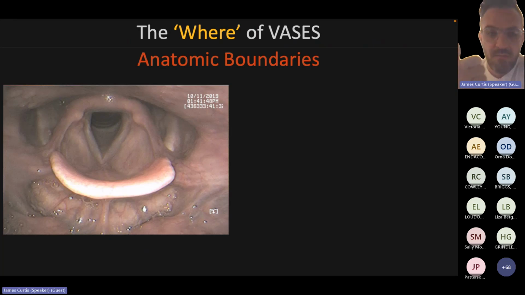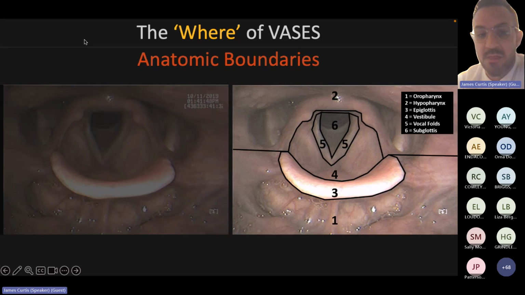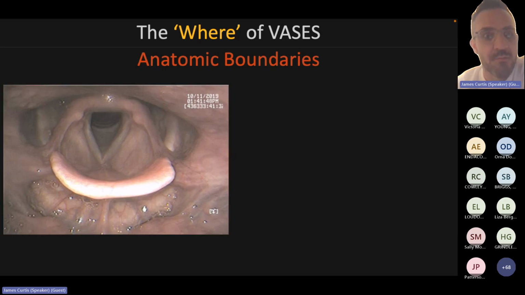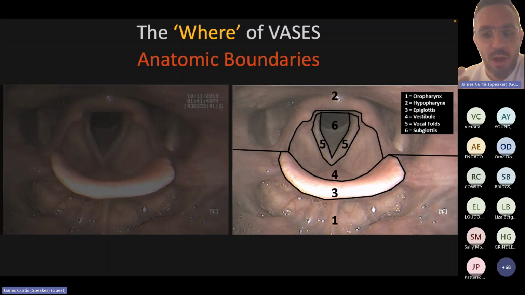So we've talked about the what of VASES, we've talked about the when of VASES, and now we are going to talk about the where of VASES, which are our anatomic boundaries. And essentially what we do by creating these anatomic boundaries is we go from looking and seeing an image like this to kind of doing this in our head. So our brain should slowly separate, okay, this is how we're defining the oropharynx, hypopharynx, epiglottis, vestibule, vocal fold, subglottis. So these are just imaginary lines in our head. They're not something that you're doing with the computer. But the idea is that we're standardizing our interpretation from this to being much more specific. So you and I can all know that we're talking about the same structures.